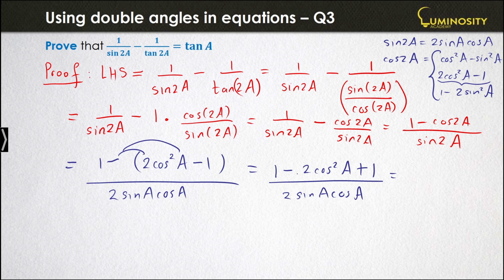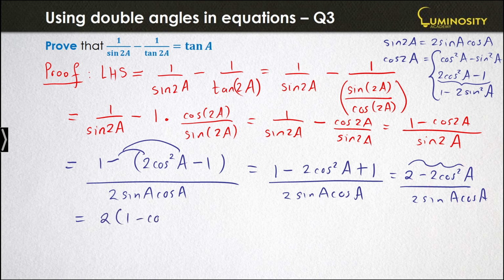Okay, now we're going to have 1 plus 1 is 2 minus 2 cos squared a, all over 2 sine a cos a. We're getting there. Now I can pull out a common factor of 2 in the numerator here. So I get 2 times 1 minus cos squared a. So eventually it would have probably been better to use the third one here because we're going to get exactly a sine squared term coming out. So I get 2 sine a cos a.